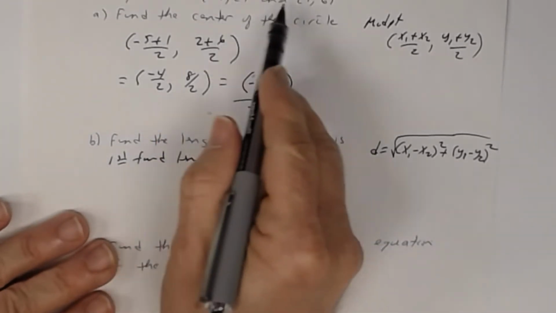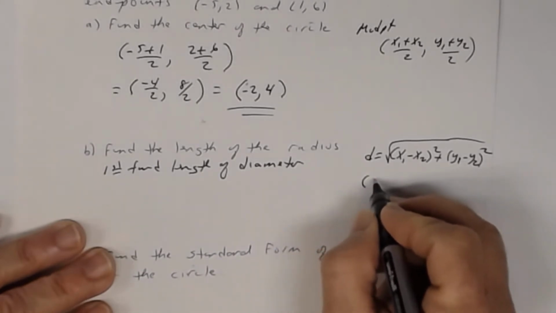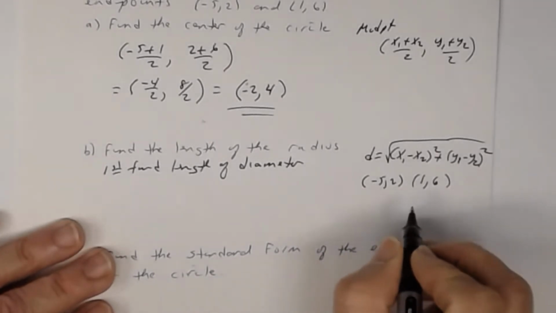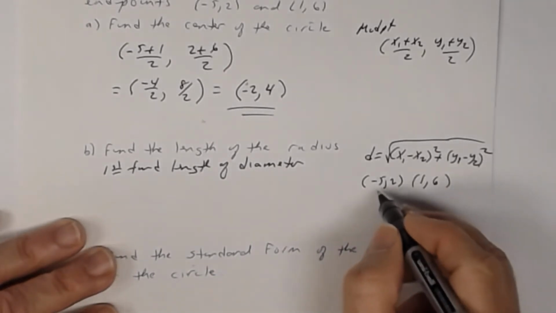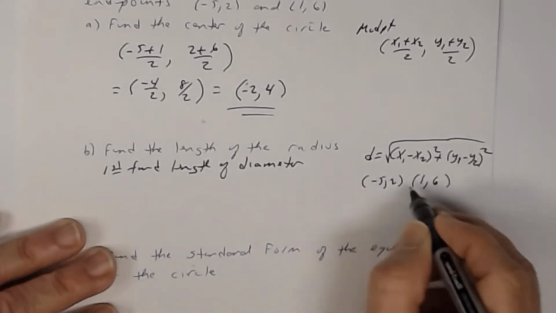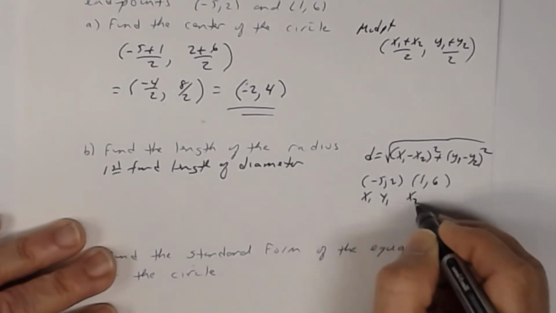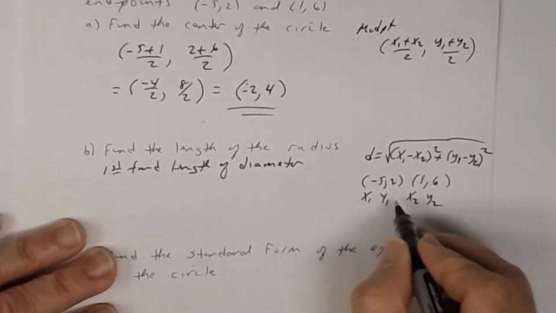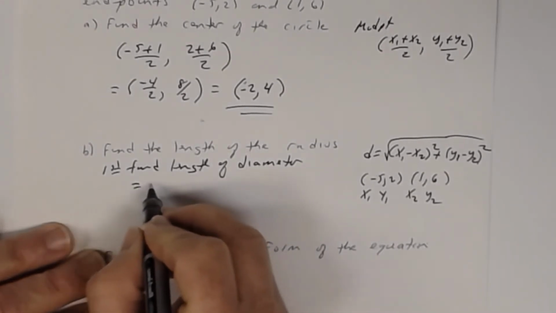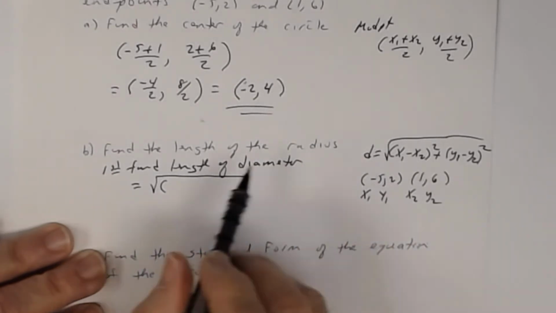So if you look at your endpoints, I'm going to go ahead and write it here. Your endpoints are negative 5, 2, and 1, 6. So remember on that worksheet what y'all did? Most students prefer to actually label this. So they'll call this the first point, this the second point. So they'll say this is x1, y1, this is x2, y2. And then all you do is substitute in here. So the length of the diameter will equal the square root of, and then you subtract your x's together. It does not matter the order.